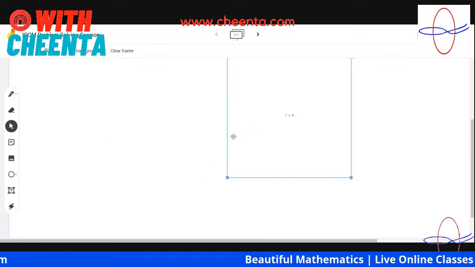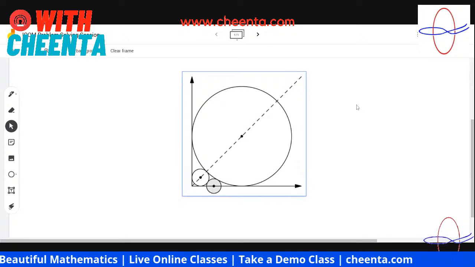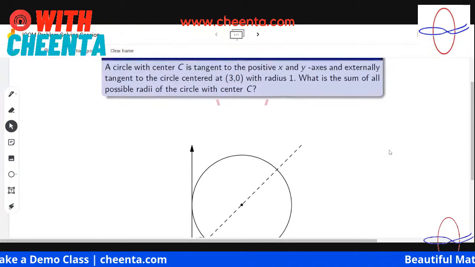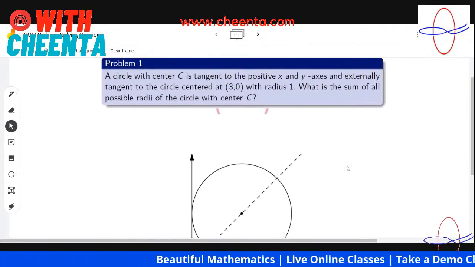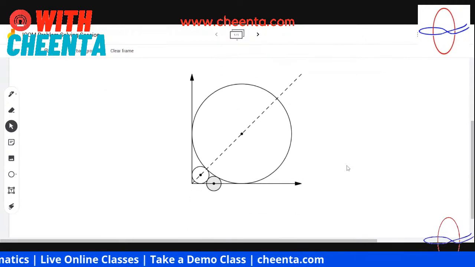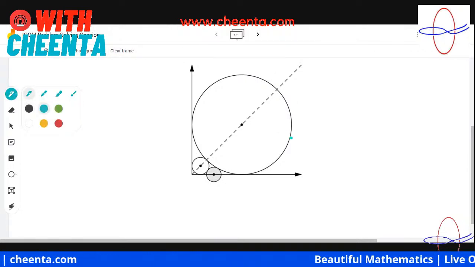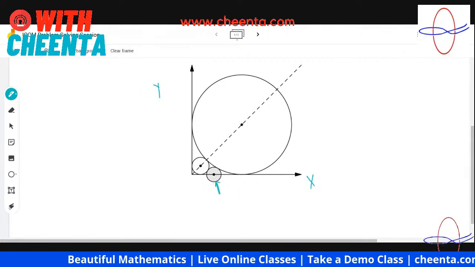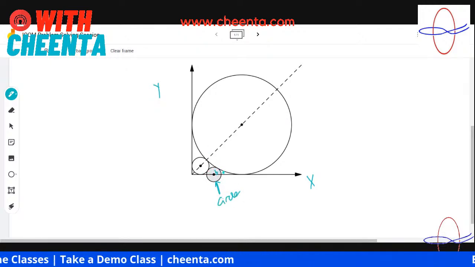Let's do this. All of you can see the diagram. Essentially we have this diagram over here. We have a circle with center C, tangent to the positive x-axis and y-axis as shown, and tangent to the circle centered at (3, 0) with radius 1. So the diagram is really important. This is the positive x-axis, this is the positive y-axis, and here is the circle at (3, 0). These two circles are tangent to this.